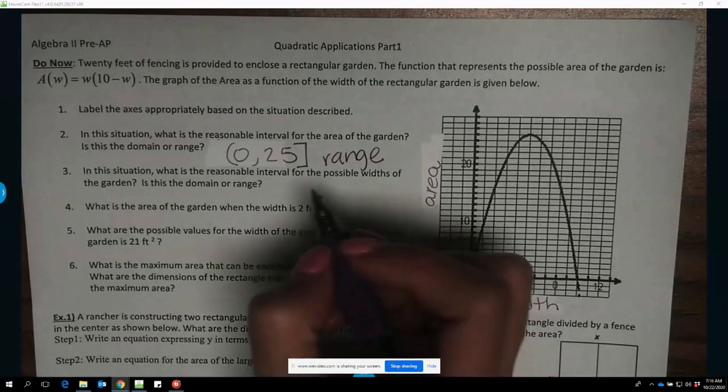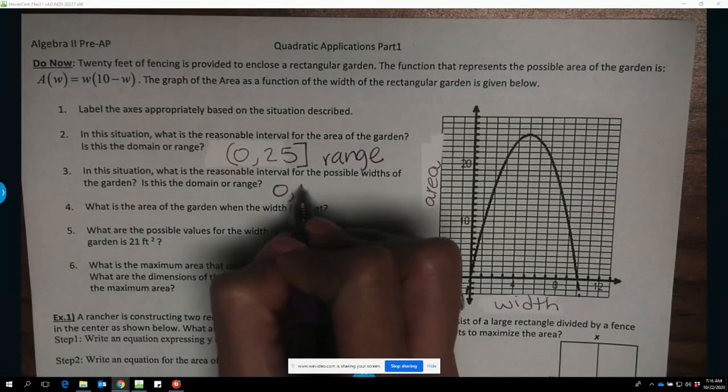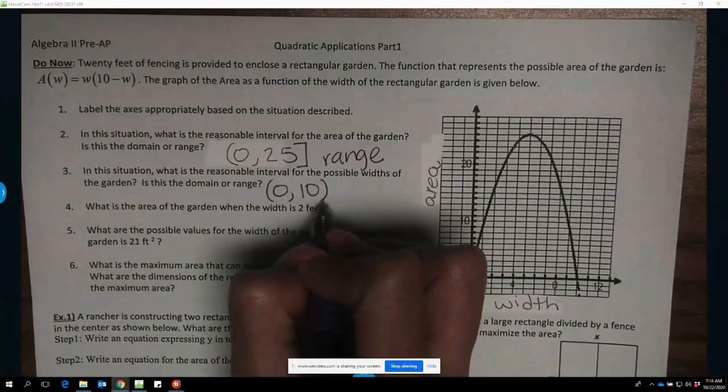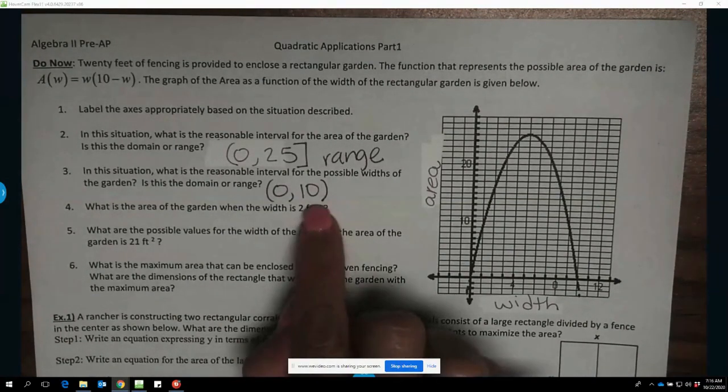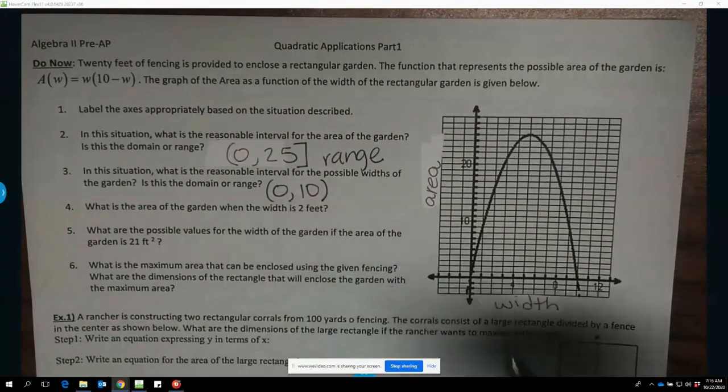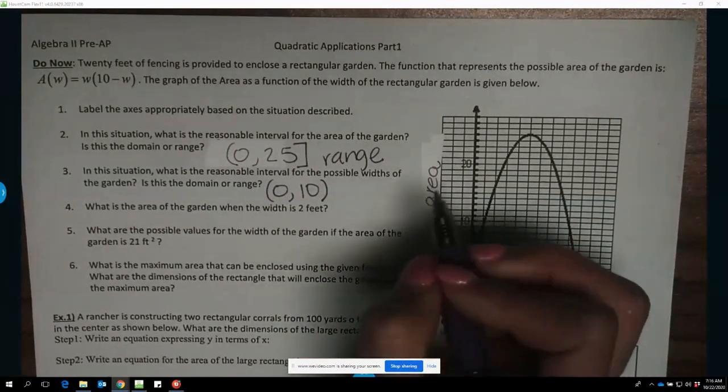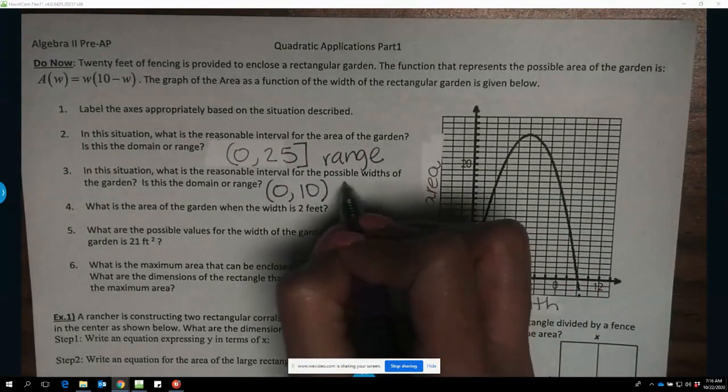Number 3, the width would be from 0 to 10. Both of them non-inclusive because you can't have a rectangle with a width of 0 or a width of 10, because then you wouldn't have a rectangle here. And the widths are the domain.